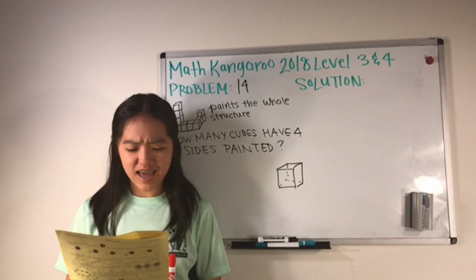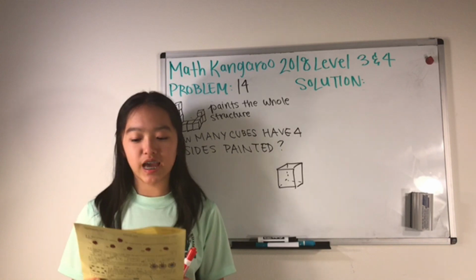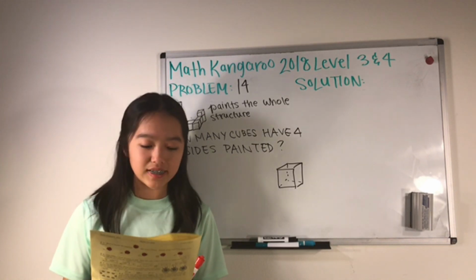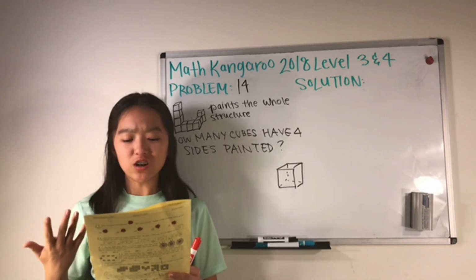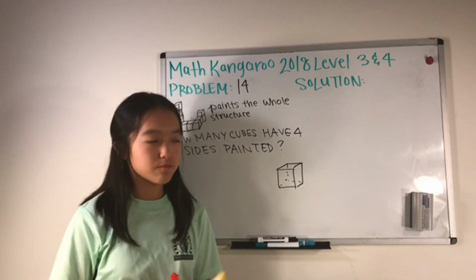Problem number 14 says, Toby glues 10 cubes together to make the structure shown to the right. He paints the whole structure, even the bottom. How many cubes are painted on exactly 4 of their faces?